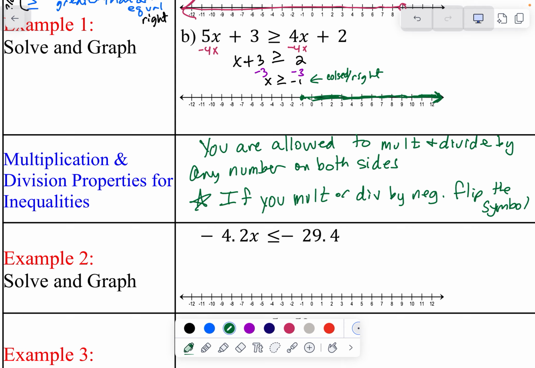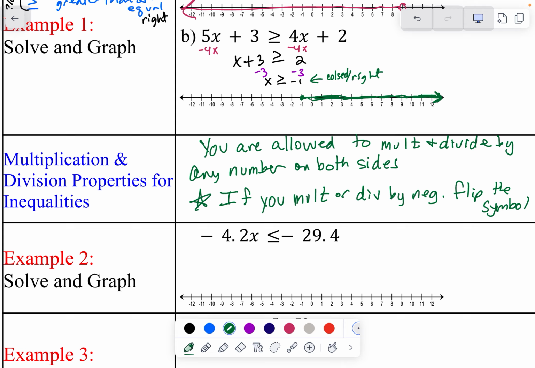So if we multiply or divide by a negative, what was once negative now becomes positive. What was once greater than now becomes less than. So it switches the direction of your symbol, okay? You're allowed to multiply and divide by any number on both sides. If you do, and it's negative, flip the symbol. Only if it's negative. It can be positive, but that's fine. But if it's negative, just flip the symbol.